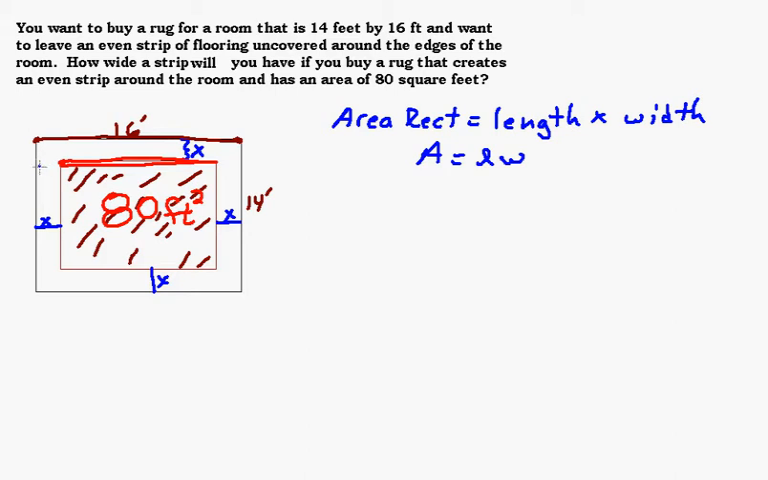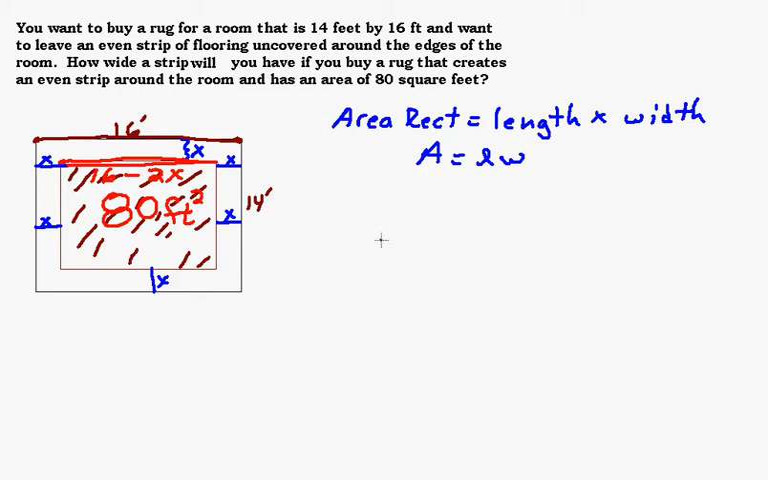Alright, notice that from here to here is x, because that's the width of our strip that we're leaving of flooring. And on the other side we have the same thing. Here to here is x. So we know that our rug is smaller than 16 by how much? By 2 x's. So therefore, the length of our rug is 16 minus 2x. 16, this whole length, take away 2 x's, which are the strips. That is the length of our rug.